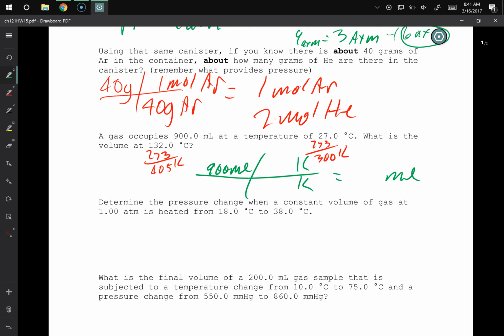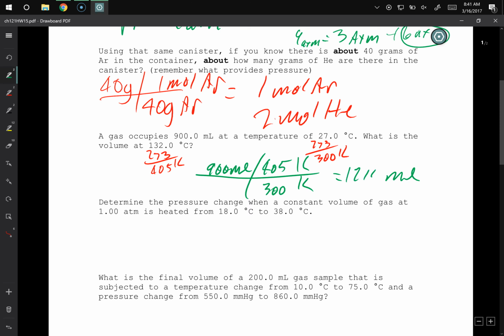So what happened to the temperature? The temp went up. And if I was a gas and my temperature went up, what would happen to my size? I would get bigger. I would expand. So I got hotter, I expanded. So I need those 2 numbers to cancel out, but give me a bigger number than 900. So I'm going to put 405 up top, and I'm going to put 300 in the bottom. And so I've got 900 times 405 divided by 300.